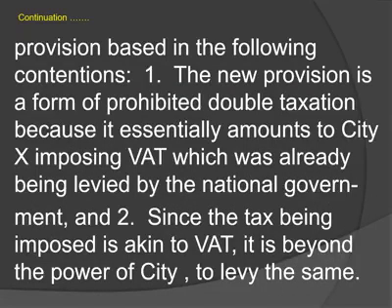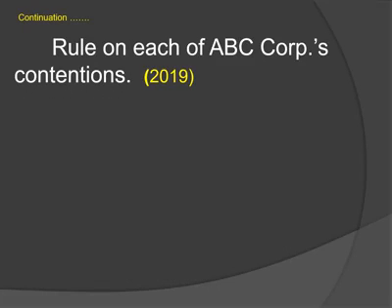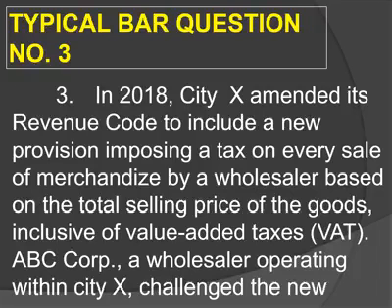Based on the following contentions. Number one, the new provision is a form of prohibited double taxation because it essentially amounts to CTX imposing VAT, which is already being levied by the national government. And number two, since the tax being imposed is akin to VAT, it is beyond the power of the city to levy the same. Rule on each of ABC Corporation's contentions. So go back and have a look at the problem closely.